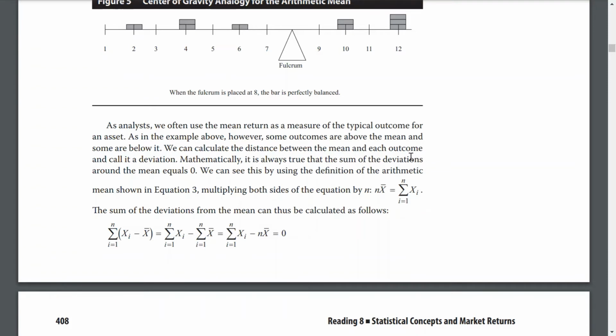Each outcome is called a deviation. Mathematically, it is always true that the sum of the deviations around the mean equals 0. We can show this using the definition of the arithmetic mean, multiplying both sides of the equation by n: n times x bar equals the sum from i equals 1 to n of x sub i. So it's this formula.